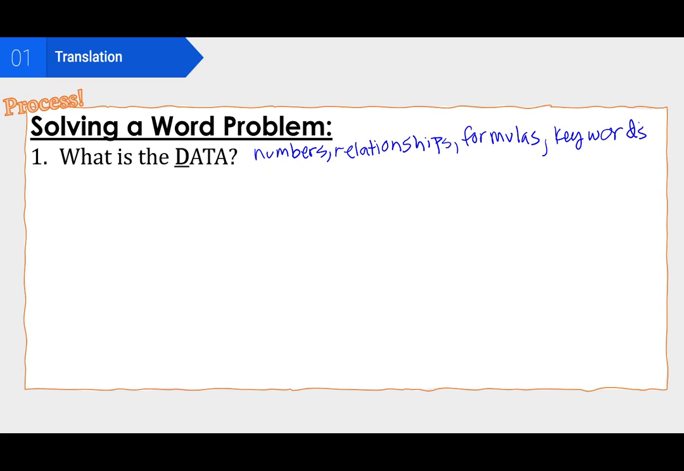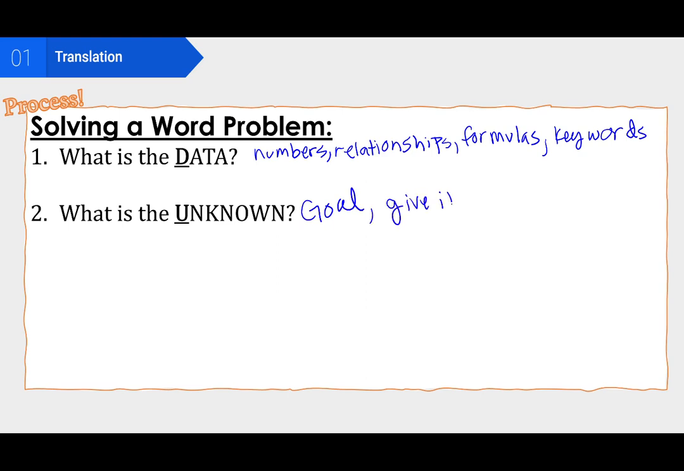Okay, and next you're going to look for what is my unknown, right? What is the goal? And whatever you're trying to find, you want to give it a variable name, so we can keep track of it, right? Give it a variable name. That's what we're trying to find.